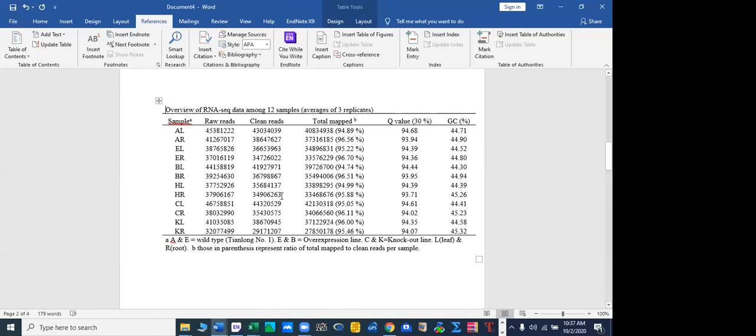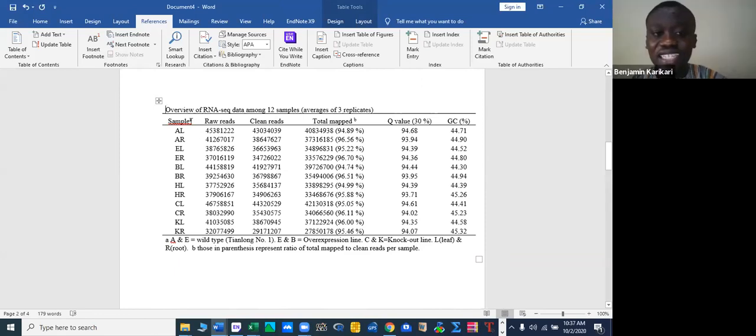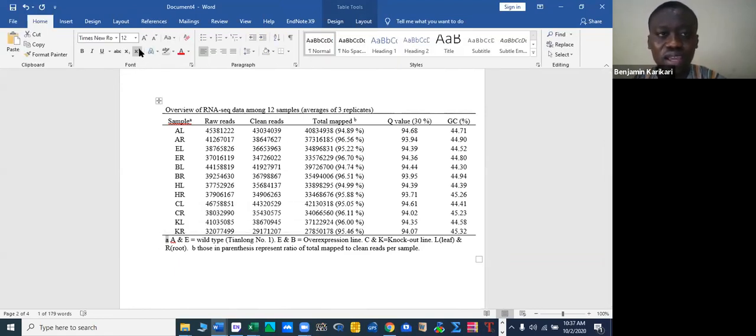Yes, so here you have seen the legend, sorry, the superscript. What is the meaning of sample? So here will be the superscript. Here it gives the meaning of A and E. A and E mean wild type, T-alone, E and EB mean overexpression line, C and K mean knockout lines, L means leaf, R means root. So here I've defined them.